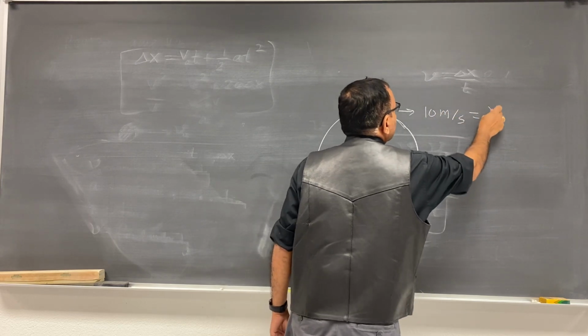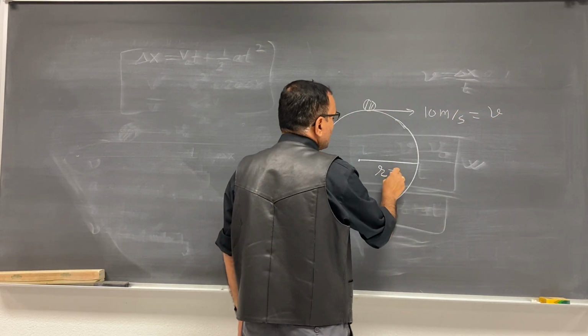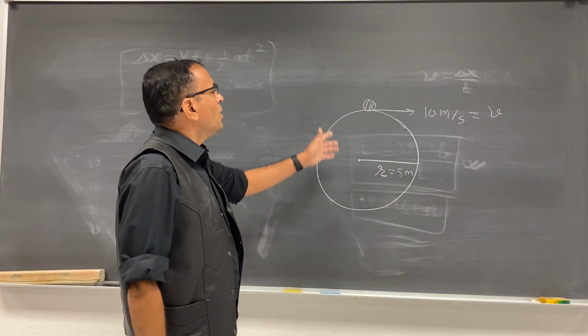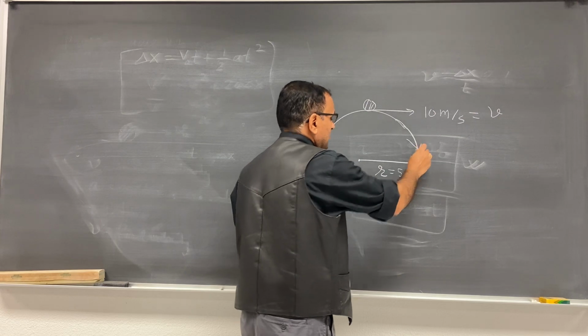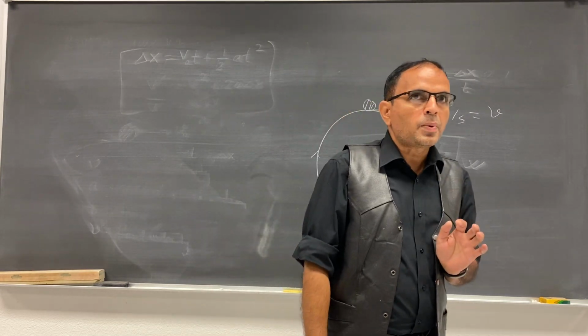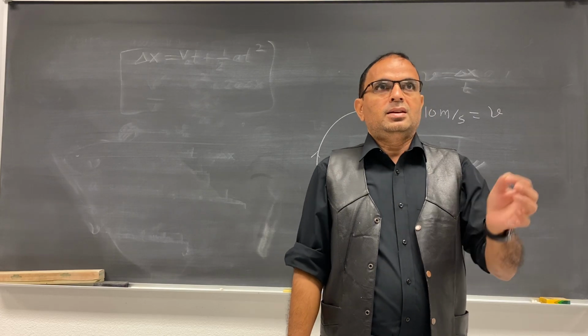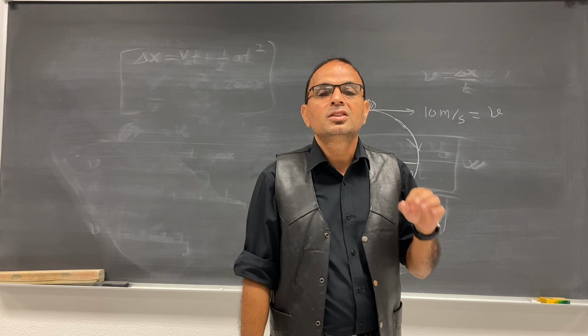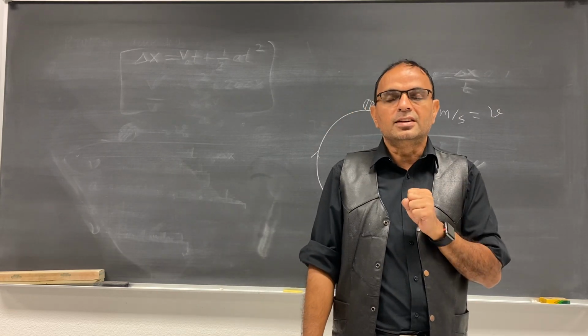V is 10 meter per second, and the radius is, suppose, 5 meter, whatever is given. The object is moving in a circular path like this. If the object is moving in a circular path, it needs a force to keep it in that path, because the direction is continuously changing here.